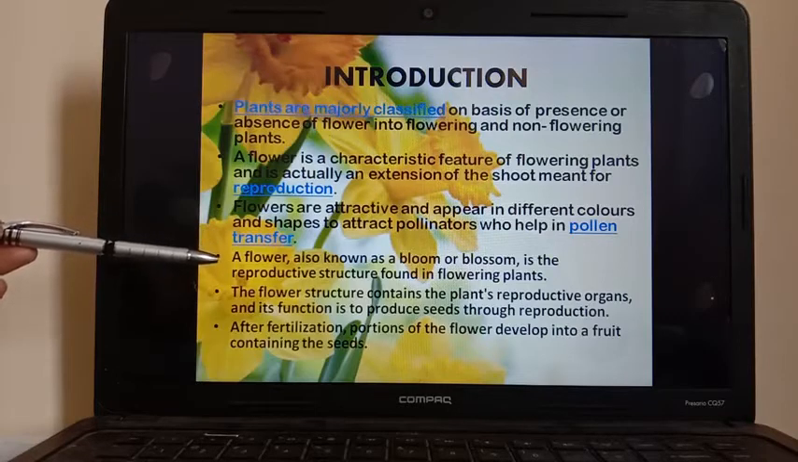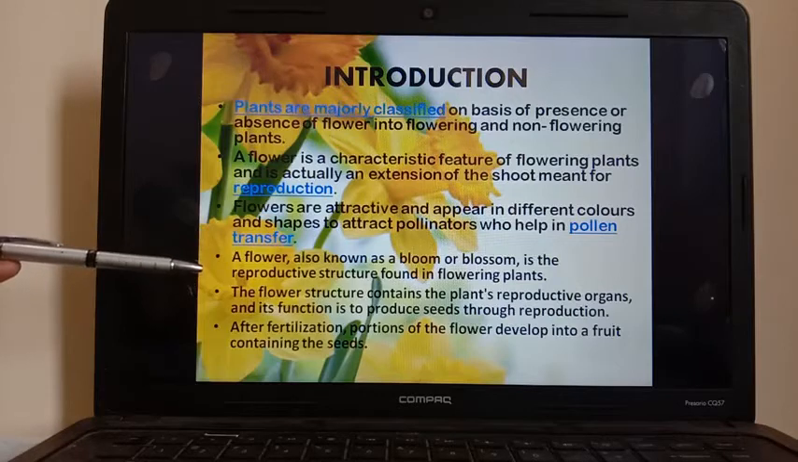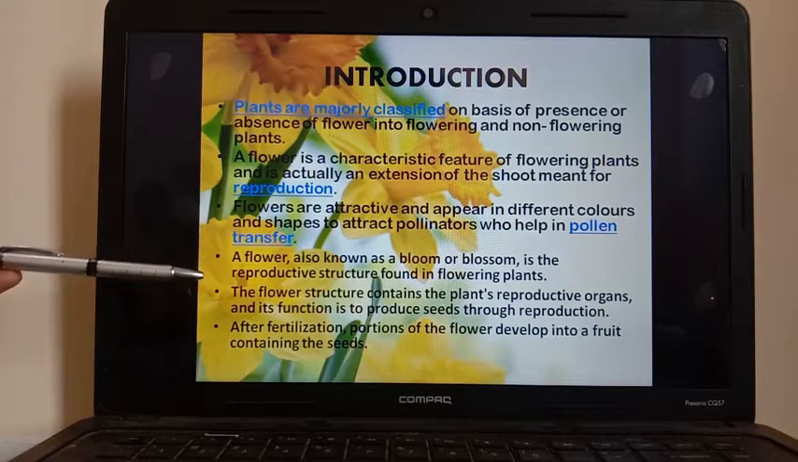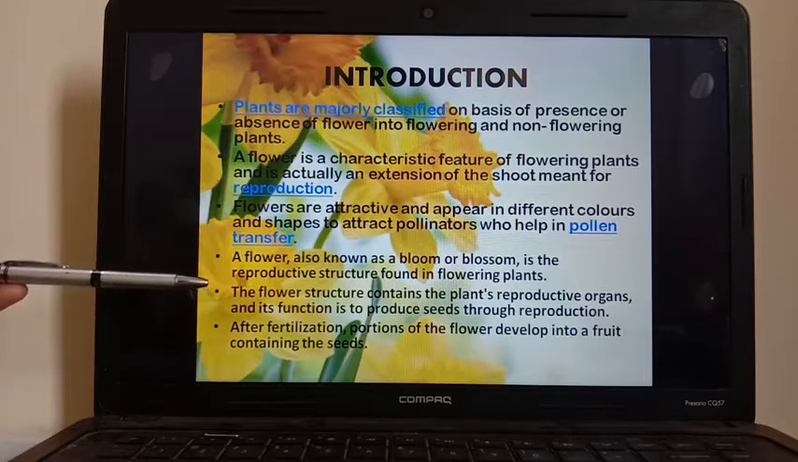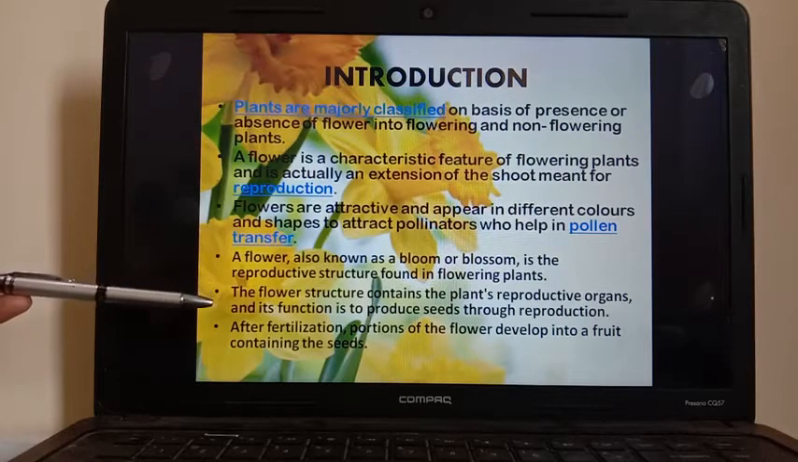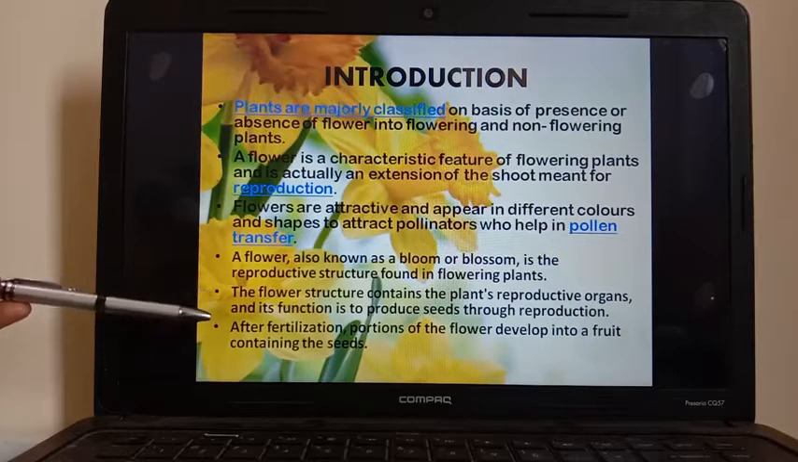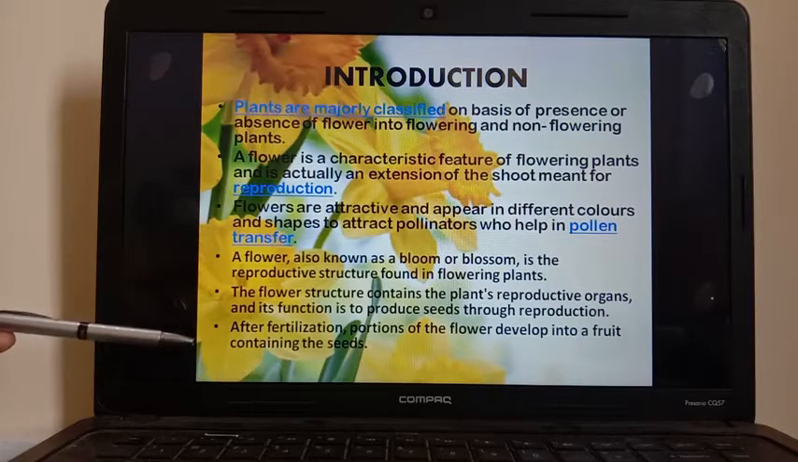So a flower, also known as a bloom or blossom, is the reproductive structure found in flowering plants. The flower structure contains the plant's reproductive organs and its function is to produce seeds through reproduction. After fertilization, portions of the flower develop into a fruit containing the seeds. You all know that after the fertilization, the flower develops the fruits which contain the seeds.